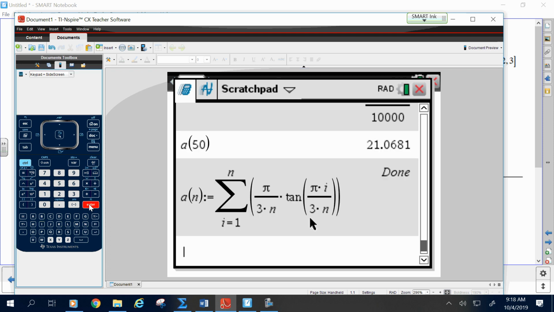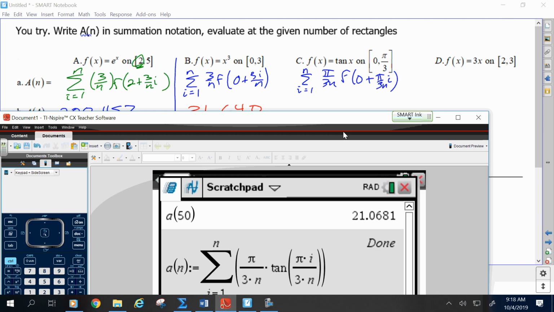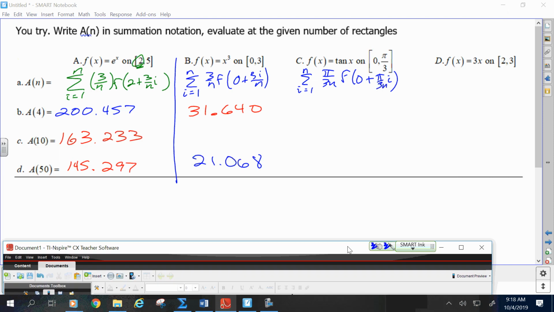Okay, try 4 and let's see if you succeed at the end. I got 0.936. 0.936. Okay.